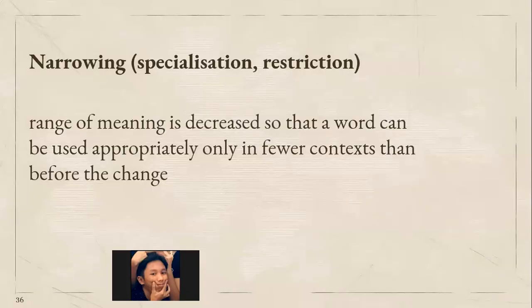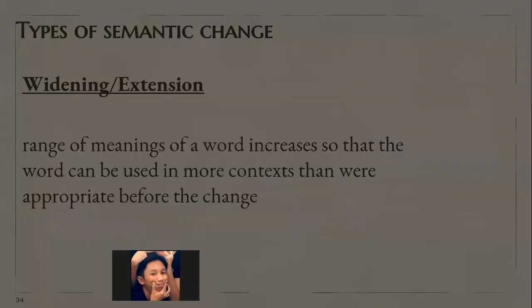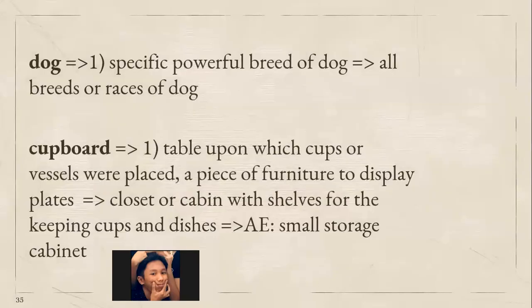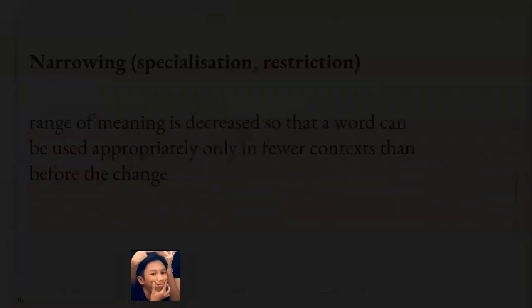We also have narrowing or specialization or restriction. We say the range of meaning is decreased. So it's the opposite of widening or extension. In widening or extension, the meanings of the word are increased, while in narrowing, the meanings of the word are decreased, so that the word can be used appropriately only in fewer contexts than before the change.